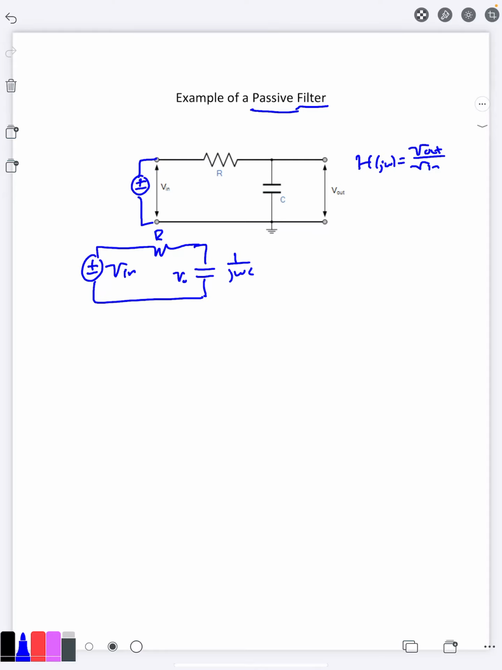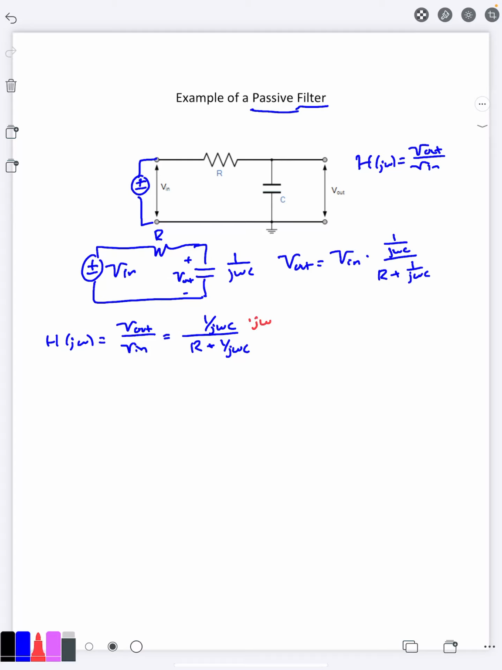Now we're trying to find Vout, which is the voltage across the capacitor. And we see that we really just have a voltage divider circuit here. So that means that Vout is the total voltage, Vn, times the impedance we're at, 1 over j omega c, over the sum of the impedances, R plus 1 over j omega c. If we divide both sides by Vn, then H of j omega, Vout over Vn, is equal to 1 over j omega c over R plus 1 over j omega c.